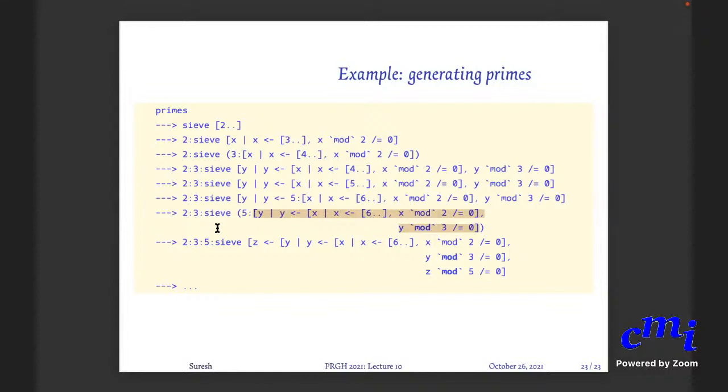So what will you do? You will add another nesting. So you will put out 5 and say take all things such that z comes from this complicated list, which you will evaluate step by step, such that z mod 5 is not equal to 0. Okay, and then it will go on like this. So this is a real beautiful computation.